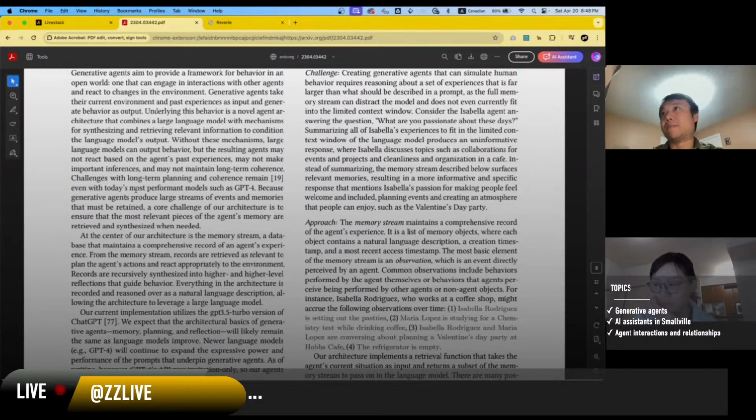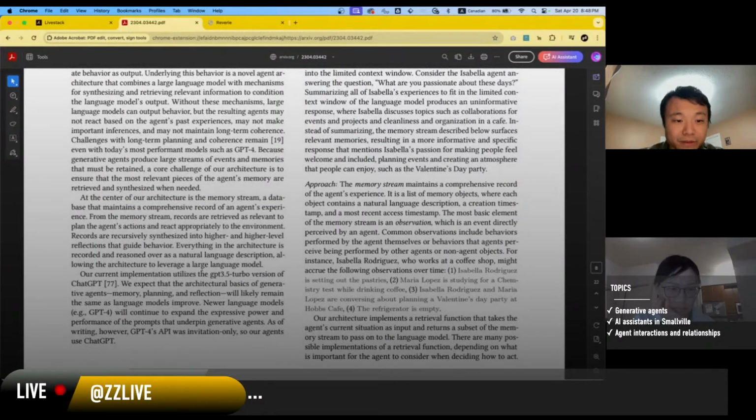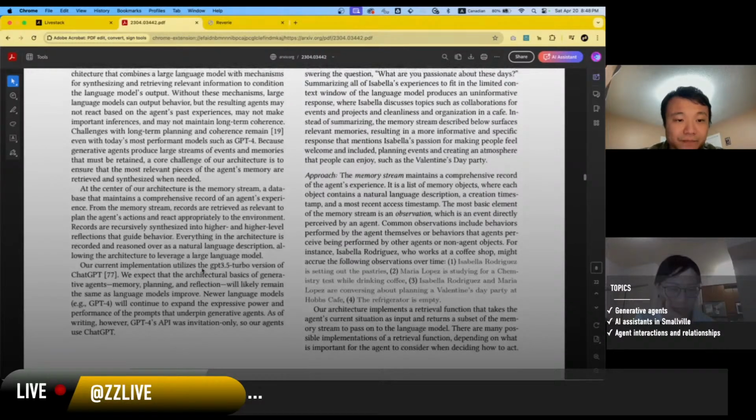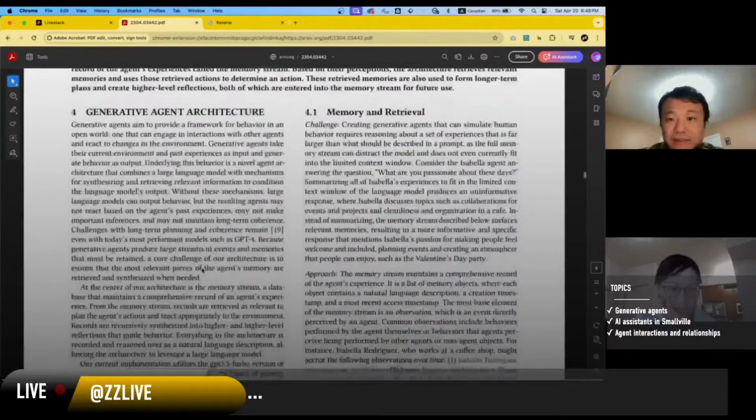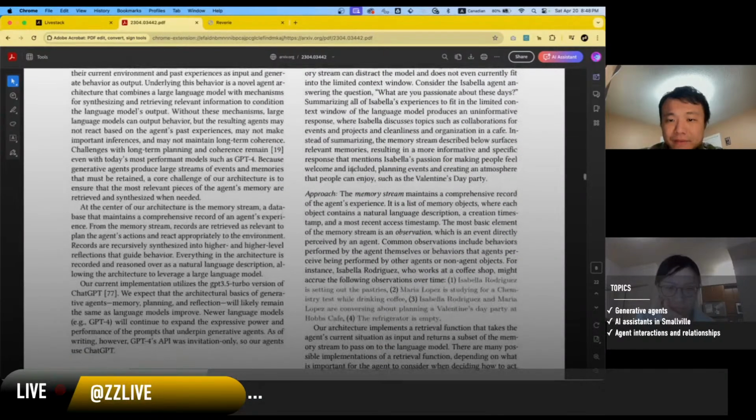The whole point of this paper is memory, so summarize memory. RAG, kind of. Long-term planning and coherence remain a challenge even with today's most performant models such as GPT-4. At the center of our architecture is the memory stream, a database. Okay, I think we've already read this. Memory challenge. Did we read this last time?